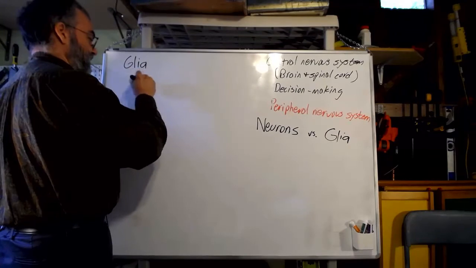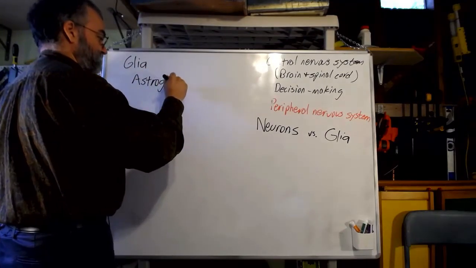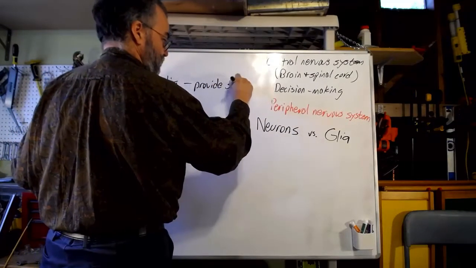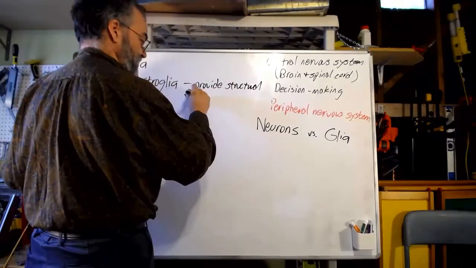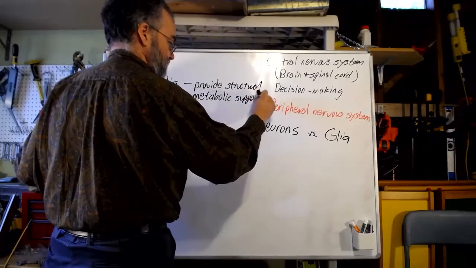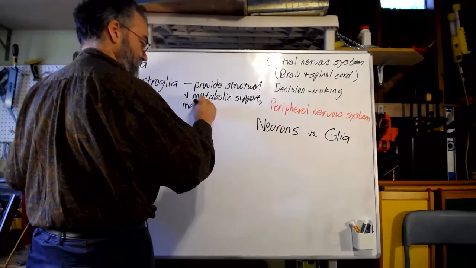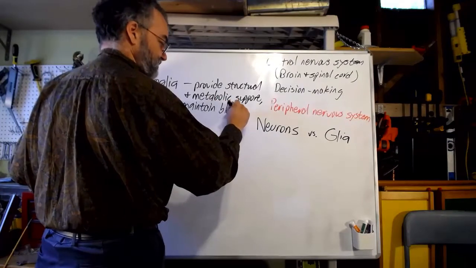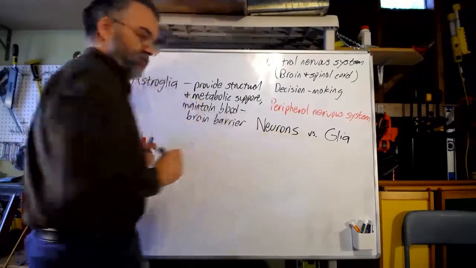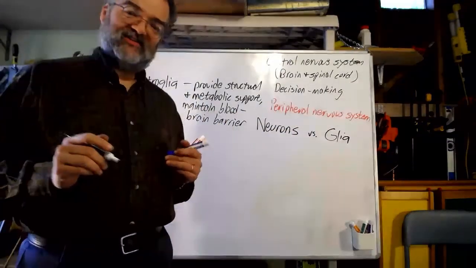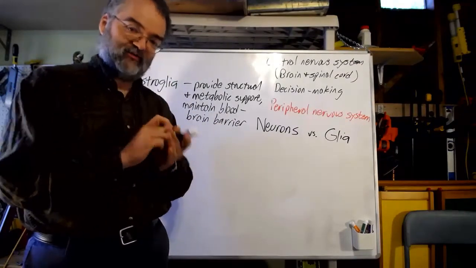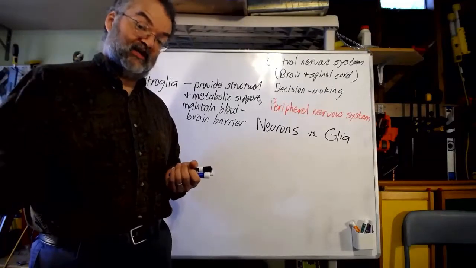So, for example, astroglia. These provide structural and metabolic support for nerve cells. They also maintain the blood-brain barrier, which is both a kind of physical and a conceptual barrier between the bloodstream and the nervous system, where we exercise extra vigilance about what sorts of things can go from the blood to the brain.